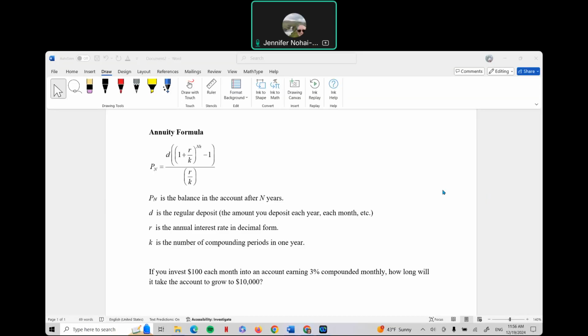If you invest $100 each month into an account earning 3% compounded monthly, how long will it take to grow to $10,000? Now, what we don't know is how many years that will take, and that is n, the number of years. That is the only part of this formula that we don't know. All right, so let's fill in what we do know.